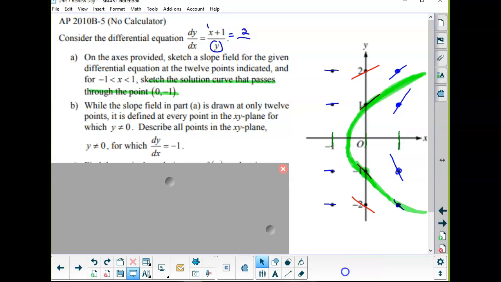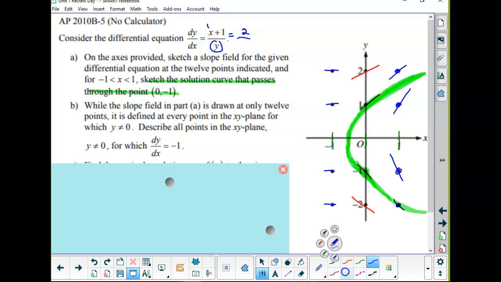All right, part B. This is the analyzing part. Now they're asking us, while the slope field in part A is drawn at the 12 points, remember that this is true for any point. If I have a random point right here, that has a slope. Any point on this graph, any spot you pick, has a slope. So in general, we want to generalize this and ask ourselves, describe all the points on this plane for which dy dx is -1.